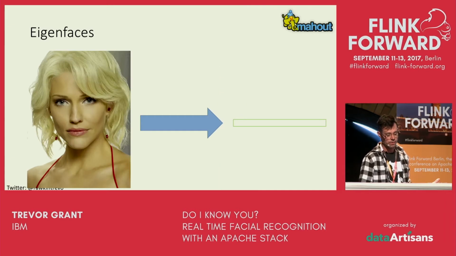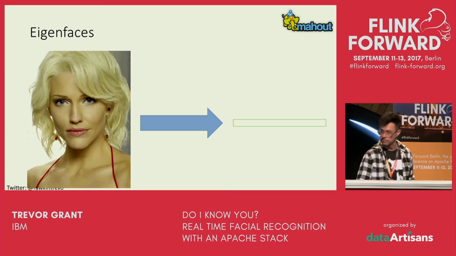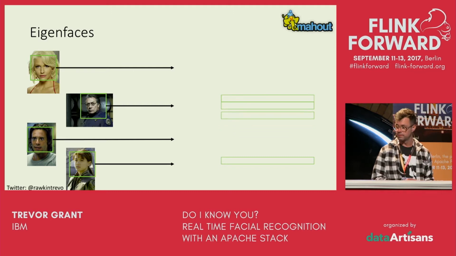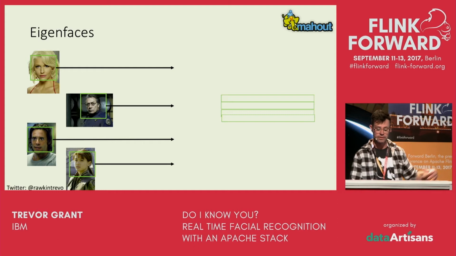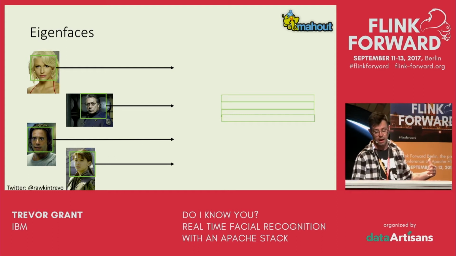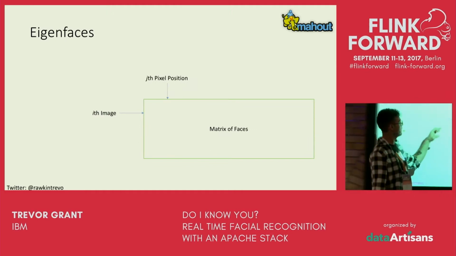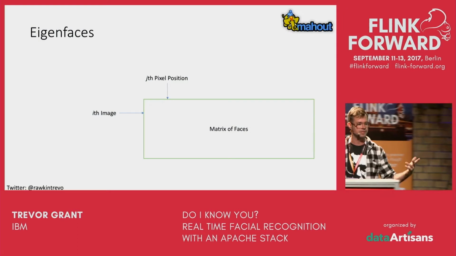And so we can represent any face as a vector, is the idea there that I'm trying to get at. And then we can take a number of faces, flatten them out into vectors, and we've got now a matrix of faces where the images are the rows and the columns are like a pixel position you can think of.